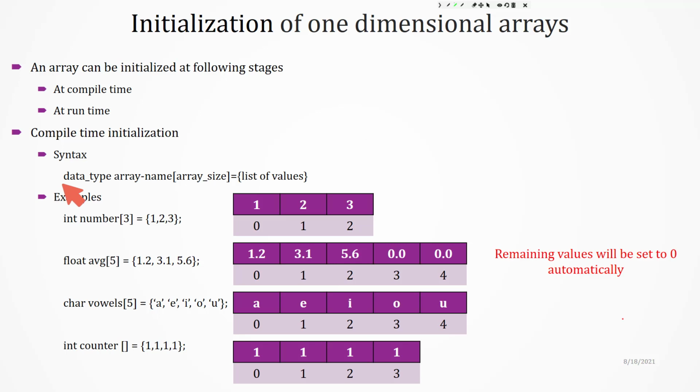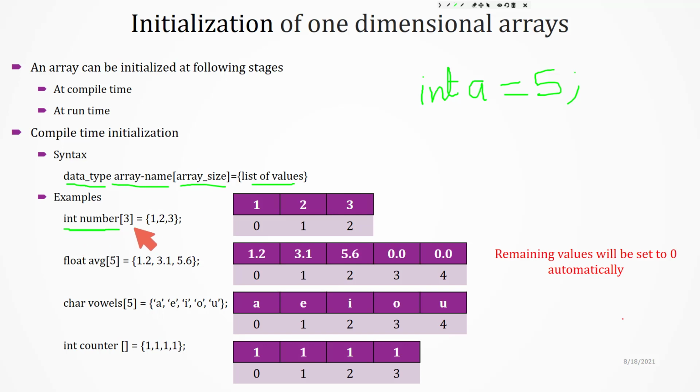The syntax is data type, array name, array size, list of values. Earlier, to declare one variable, we had int as the data type, then the variable name, then equal to, then the value. Here the data type is there, then the array name, then the size of the array. So here I have some examples.